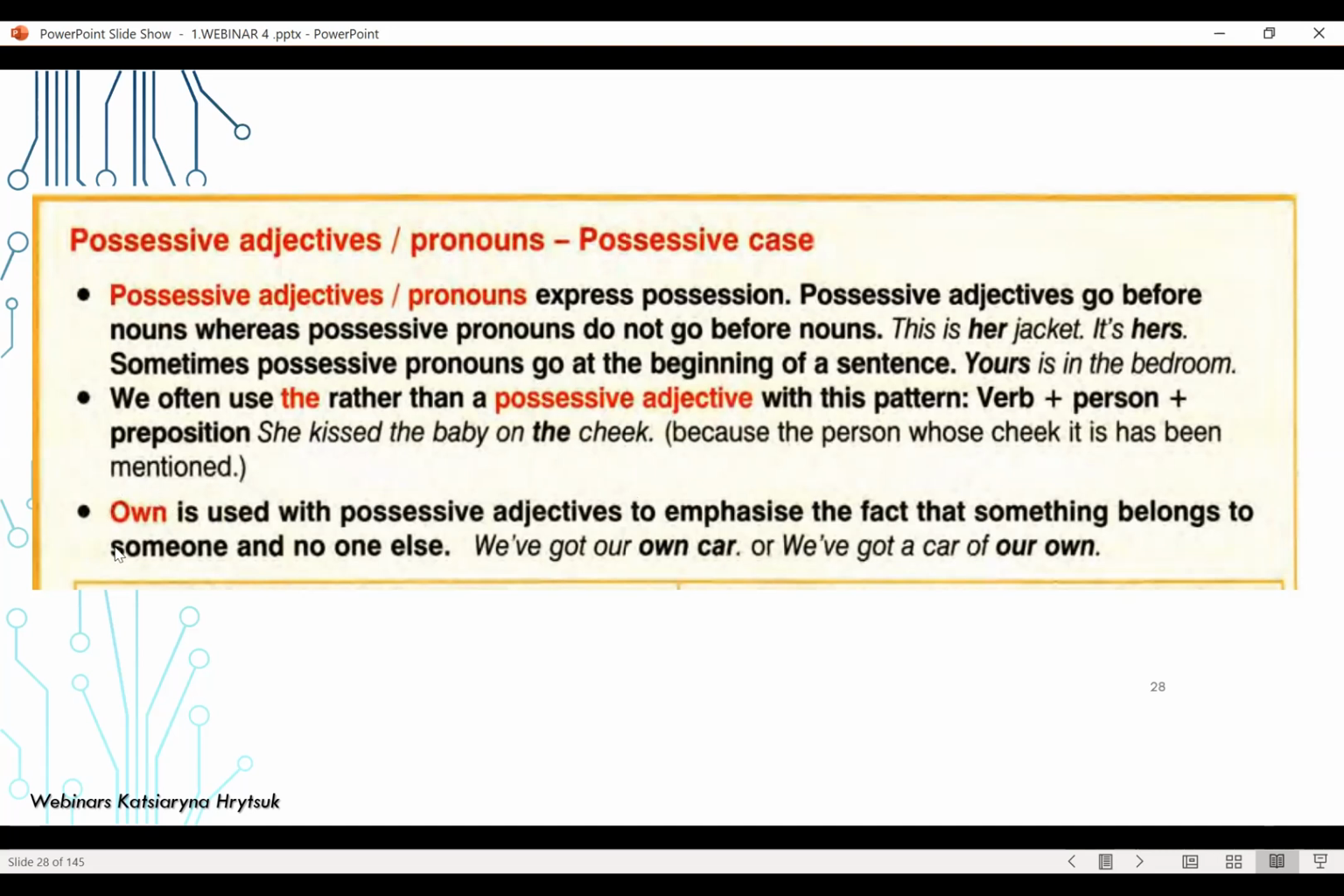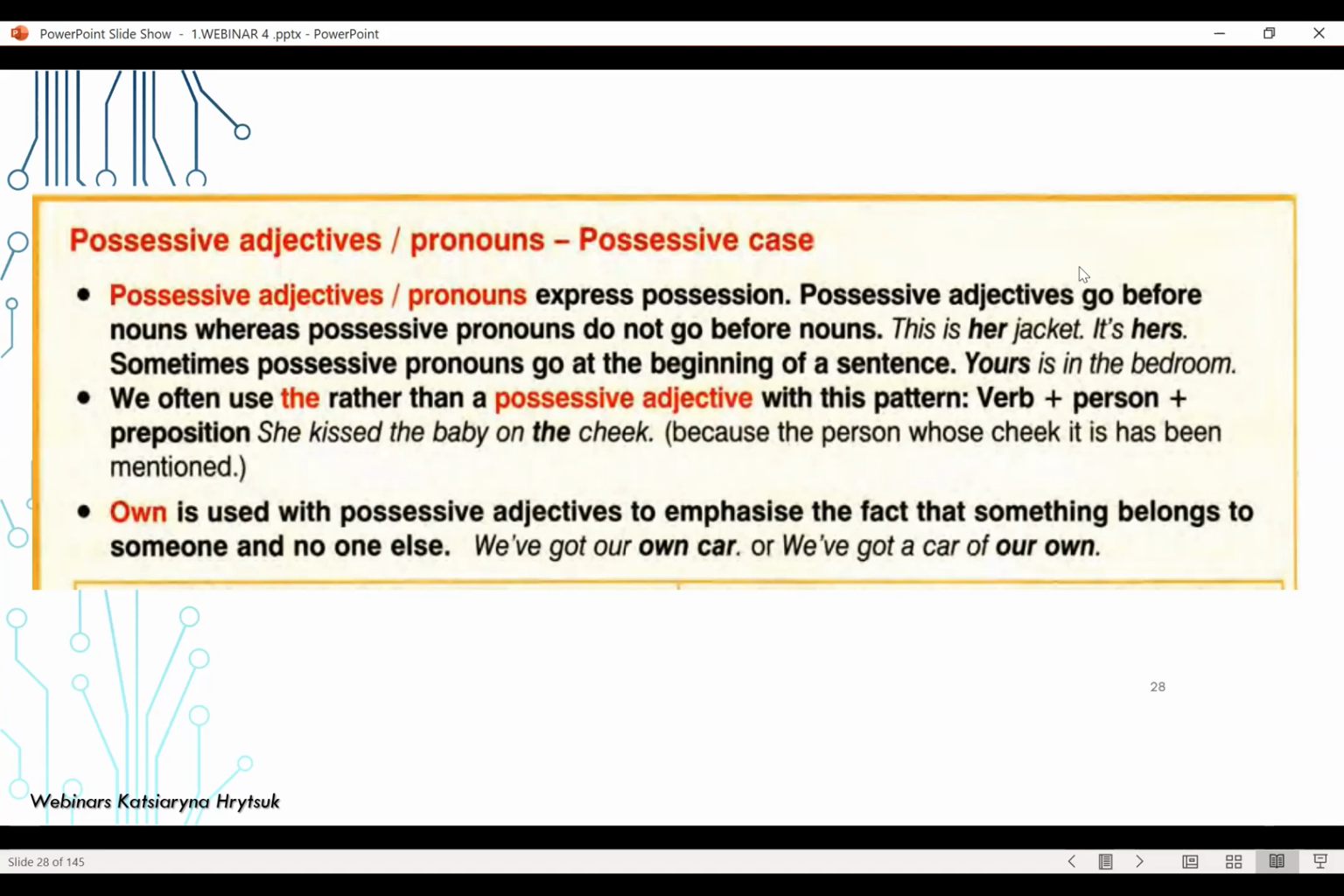And you can also see the information about some words we love to use. It's own. It's used with possessive adjectives to emphasize the fact that something belongs to someone and no one else. So we've got our own car. It's really our car, not someone else's. So I emphasize the fact that something belongs to someone.